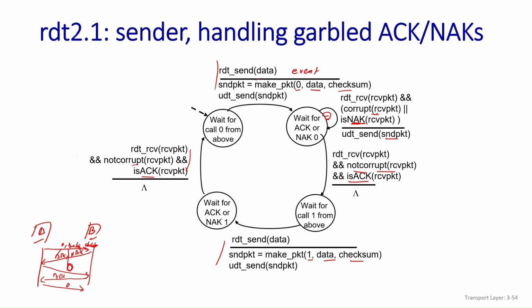So, what about the other side? A similar event happens in this state when we are waiting for acknowledgement or negative acknowledgement for one. The sender receives a packet, and the packet is either corrupt or is a NAK. In this case, the packet needs to be resent and will make a transition back to the state, wait for ACK or NAK, and only will make a transition back to wait for call 0 from above if we receive a packet and the packet is not corrupt and it is an acknowledgement.